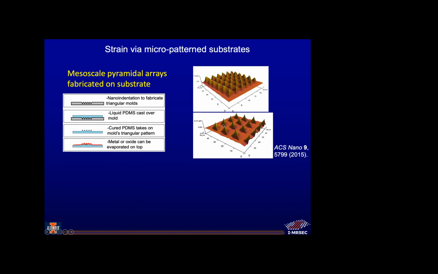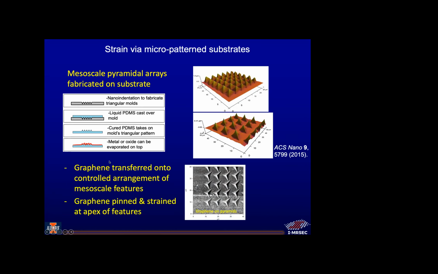To see how the effective spacing had on the overall strain in the graphene, we then transferred graphene onto these controlled arrangements of features. Here you can see graphene on top of the pyramids. Here's the pyramids without graphene. And what we found is that the graphene pinned to the top of these and was strained at the apex of these features. So how do we know that?